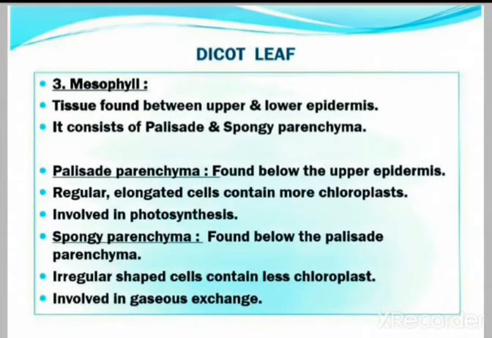First, palisade parenchyma. It is found below the upper epidermis. It has regular, elongated cells that contain more chloroplast. It is involved in photosynthesis. Next, spongy parenchyma. It is found below the palisade parenchyma, or above the lower epidermis. It is composed of irregular shaped cells and it contains less chloroplast. It is involved in gaseous exchange.